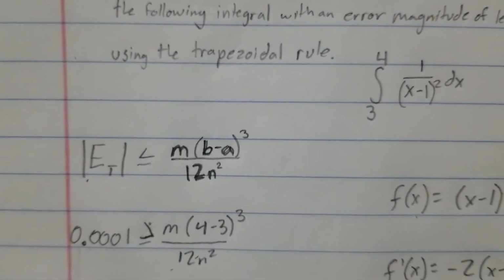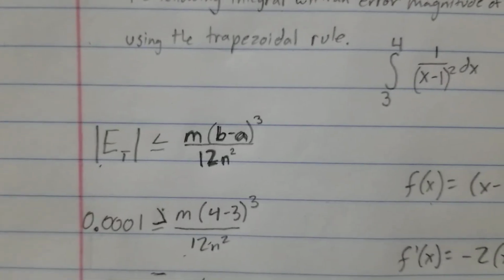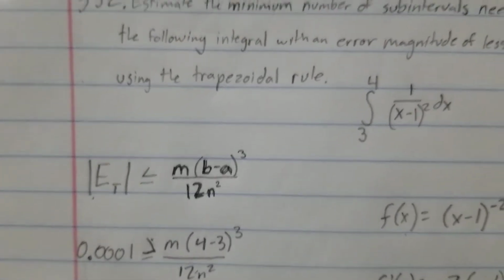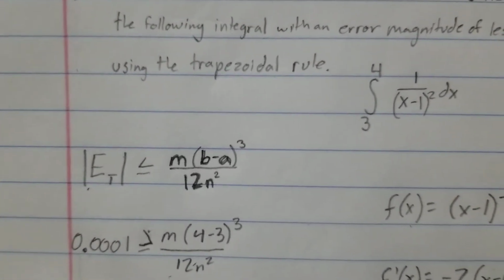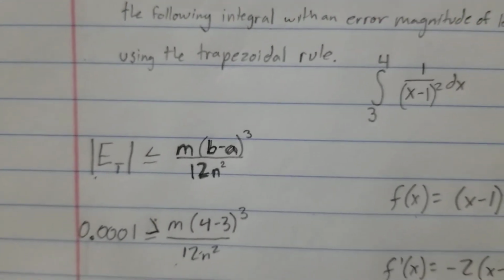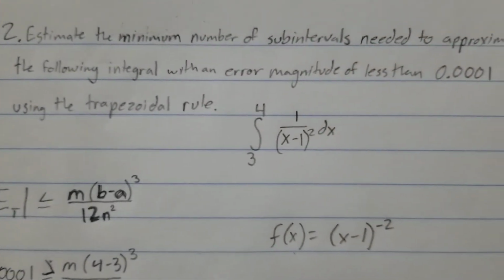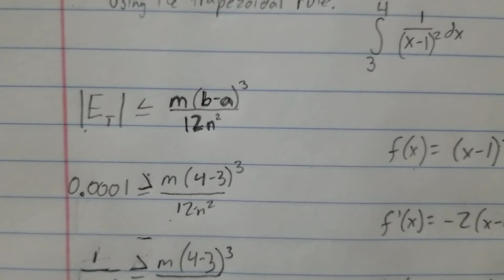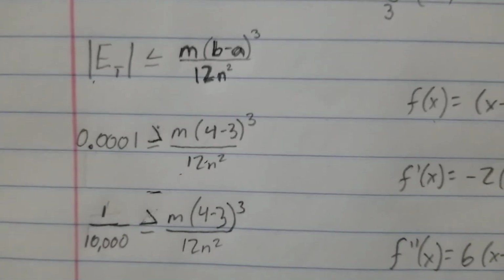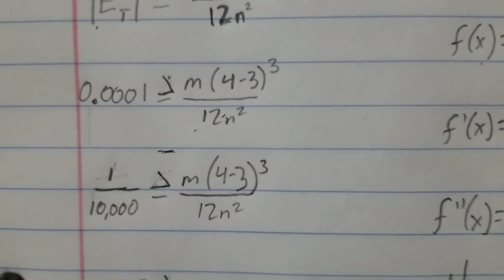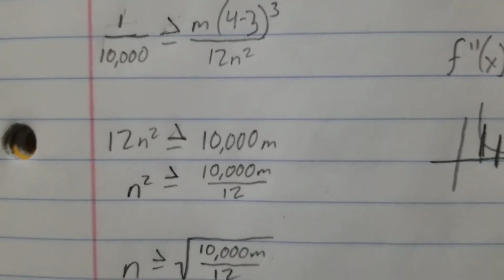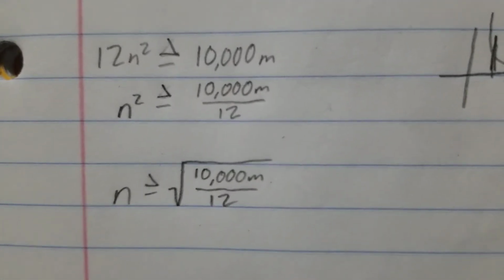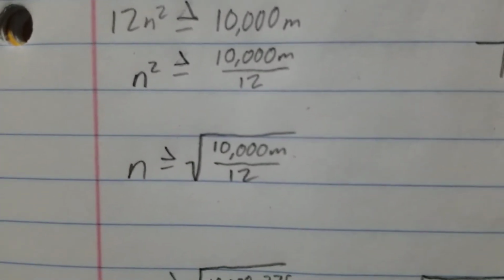M is the max of the second derivative, and 12 over n squared, n being the number of trapezoids that we will need to find. So first we'll plug everything in. The error, we want it to be less than 1/10,000th. And the 4 and the 3 go in there in their respective places. So we have 1/10,000th. We simplify it a little further down to right there, where we really need to know what the max of the second derivative is.